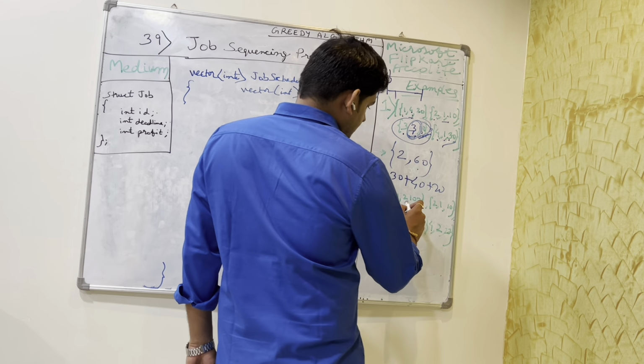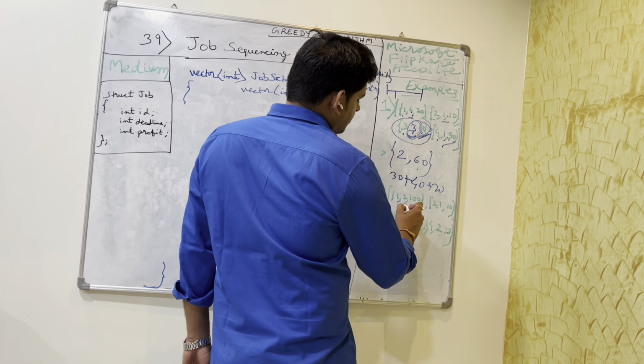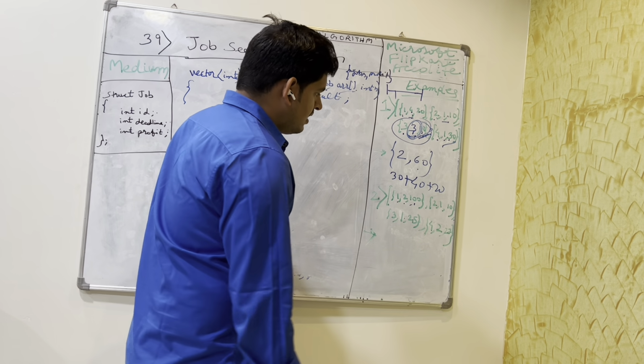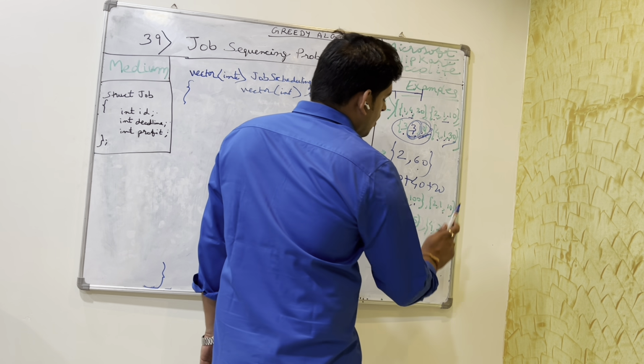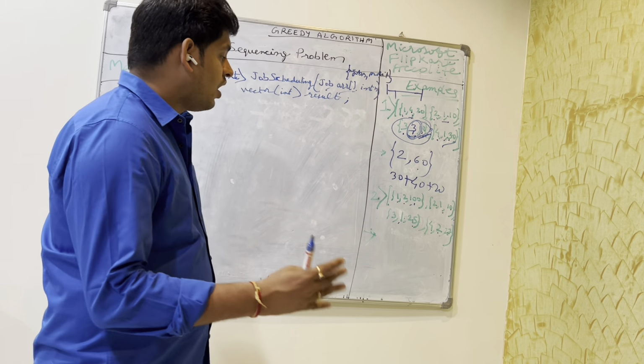Here in this case, the first job has deadline 2 and profit 100. Then deadline 1, profit 10. Deadline 1, profit 25. Deadline 2, profit 27. Now what do we do?